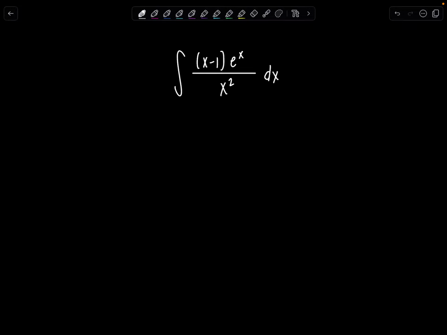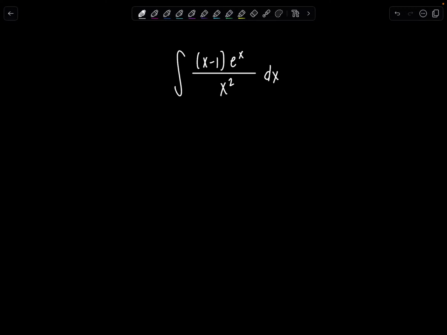Here's your integral of the day. And no, this is not an April Fool's joke. So we have an indefinite integral of (x - 1) e^x over x squared dx. I'll give you a hint. You need to do integration by parts. If you want to pause the video and try it on your own.